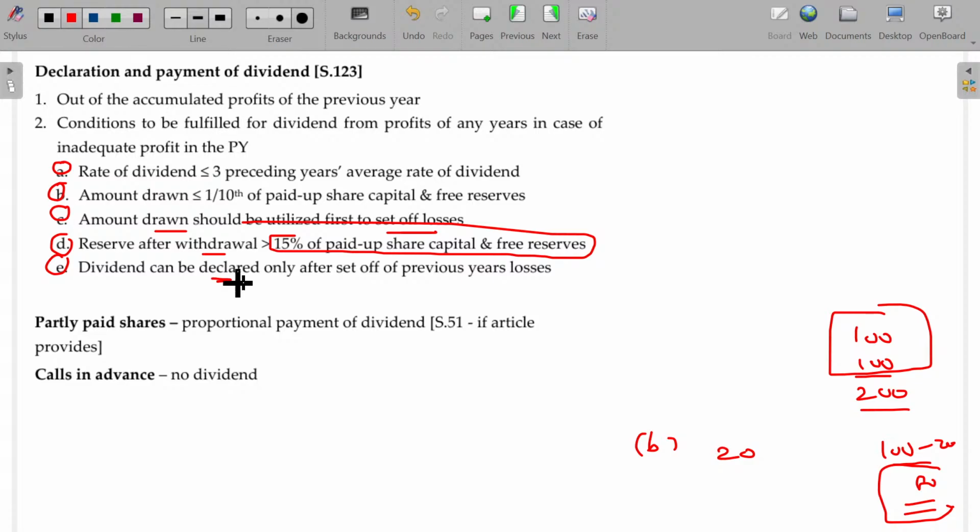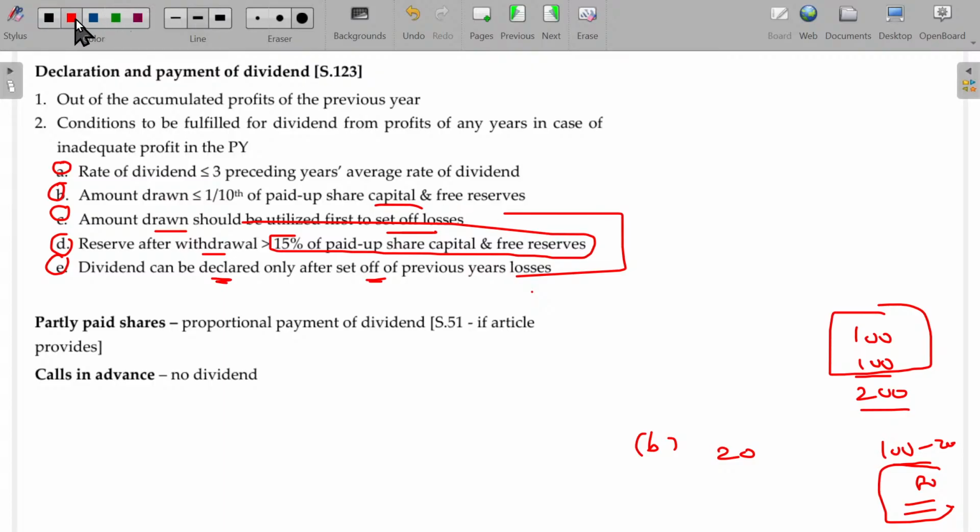And dividend can be declared only after set off of the previous year's loss. So these are the 2 things. This will be the current year loss. This is the previous year's loss. All the loss will be set off. Thereafter, whatever the amount left over can be used for the dividend distribution. If the current year profit is sufficient enough, no problem, you can distribute as you wish. But if the current year's profit is not sufficient enough to distribute your estimated dividend, then there is a restriction to withdraw from the previous year. So you have to satisfy all the 5 conditions before you distribute the dividend from the previous year's accumulated profit, right?